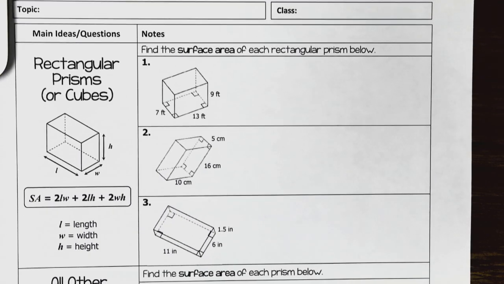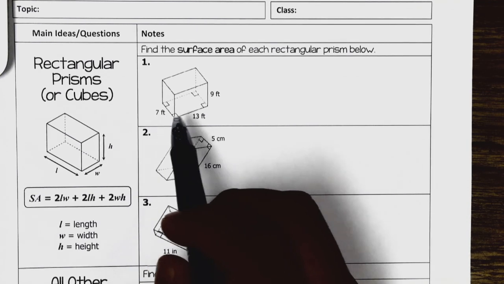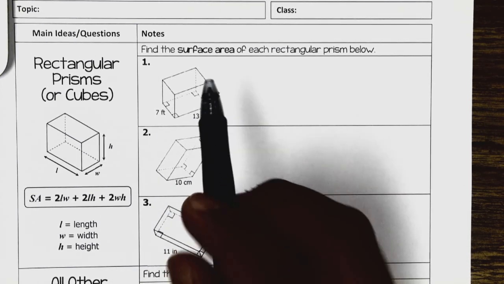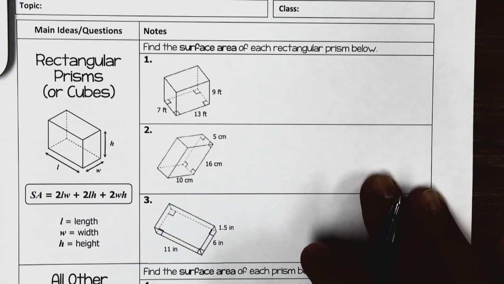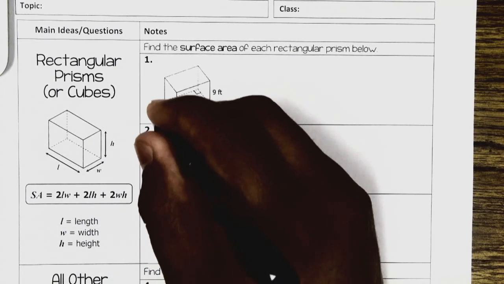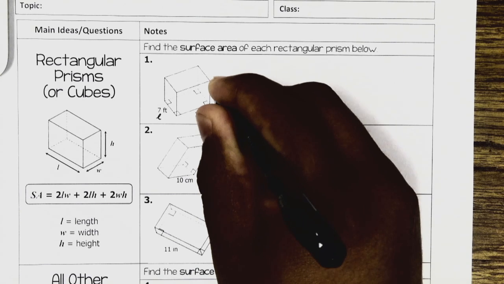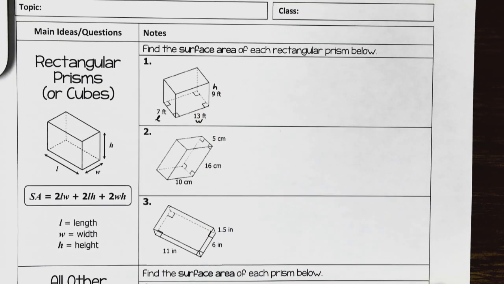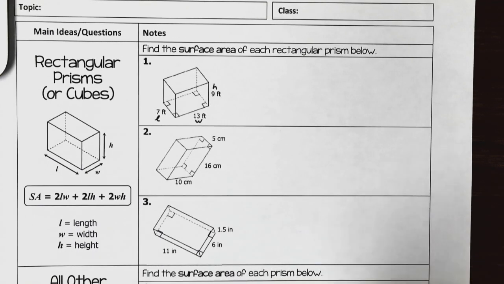Number one gives us this rectangular prism. One part of it is 7, one part of it is 13, and the other part is 9. So all I have to do is identify my L, W, and H. This is going to be my L, this is going to be my W, and this is going to be my H. So all I have to do is take that 7, 13, and 9 and plug it into this formula right here.